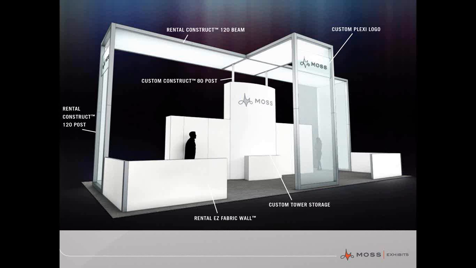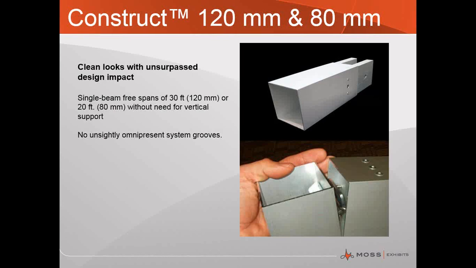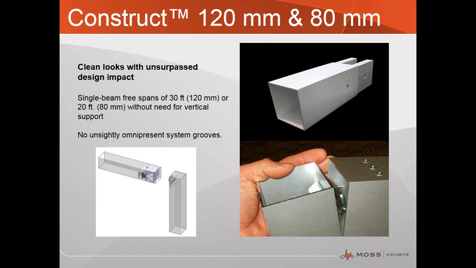It's integrated right into the framing to connect the posts and the beams there. And you also may have noticed on the Construct side, it's got a beefy look, especially the 120 millimeter. There are no system grooves on all the surfaces, so you maintain this clean, really crisp, modern, and sleek look. Instead, we've got different cladding options that let you mount the graphics however you'd like.